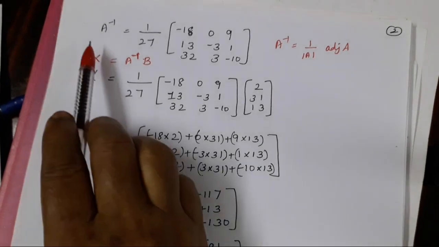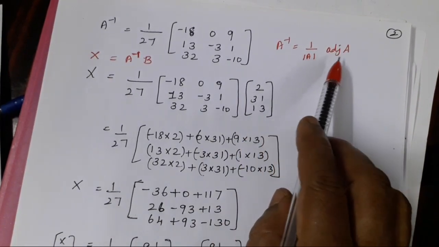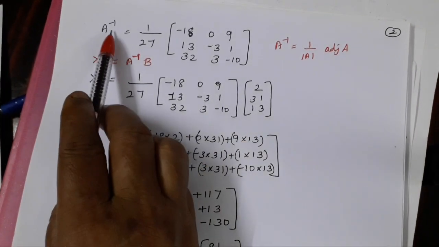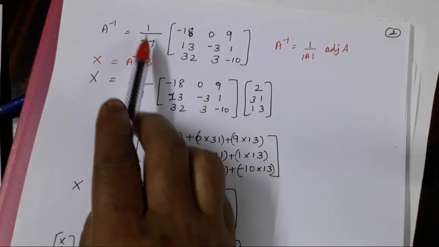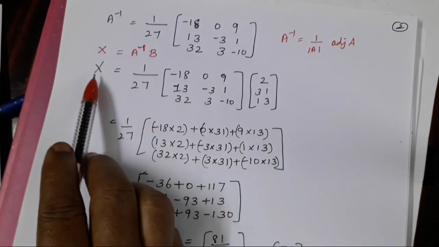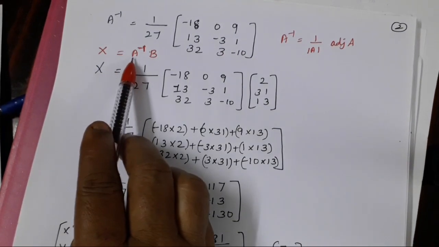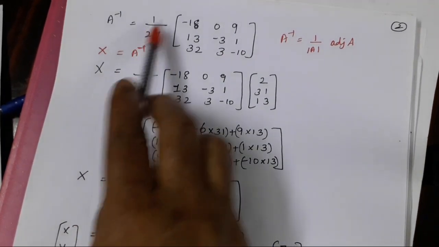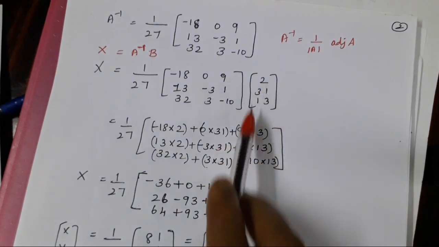What is the next step? What is the formula? A inverse equals 1 by determinant of A into adjoint of A. Determinant of A is 27, so 1 by 27 into the adjoint of A; substitute the adjoint value. Next find X. X is A inverse of B. We write A inverse into B, where B is the constant values.